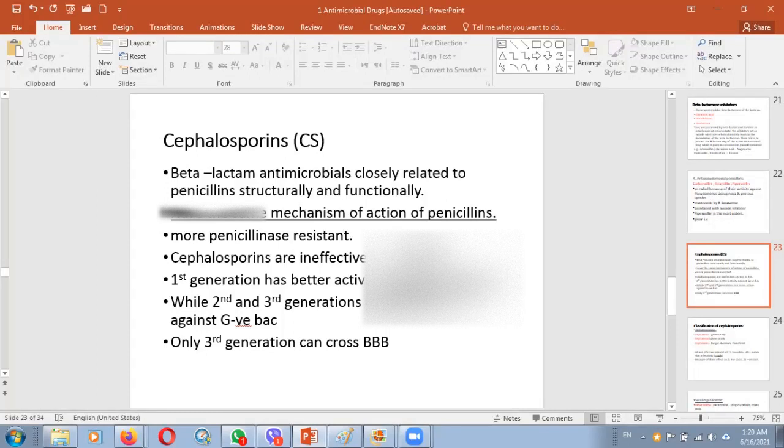First, as we said before in the first two slides, there are many generations of cephalosporins. The first generation has better activity against gram-positive bacteria, while second and third generations are more active against gram-negative bacteria. Only third generation can cross blood-brain barrier.